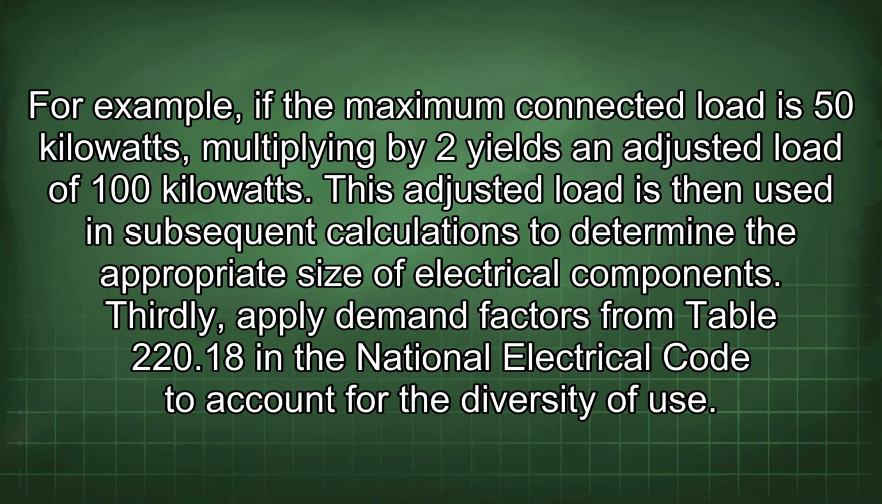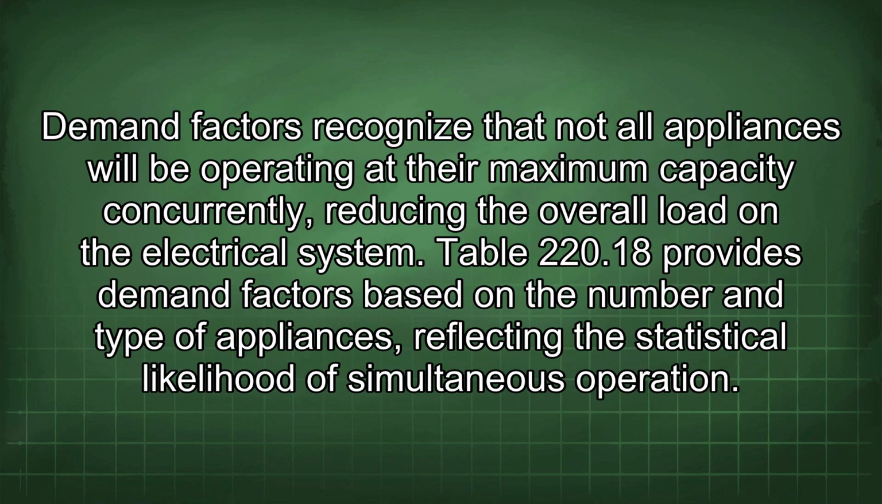Thirdly, apply demand factors from Table 220.18 in the National Electrical Code to account for the diversity of use. Demand factors recognize that not all appliances will be operating at their maximum capacity concurrently, reducing the overall load on the electrical system. Table 220.18 provides demand factors based on the number and type of appliances, reflecting the statistical likelihood of simultaneous operation.